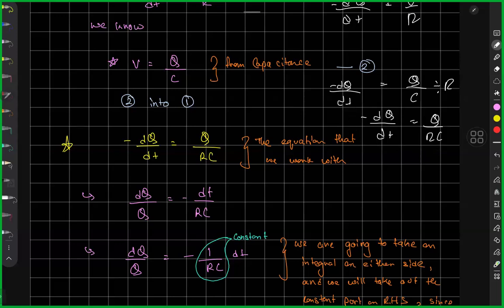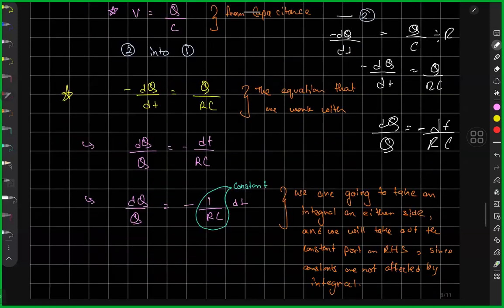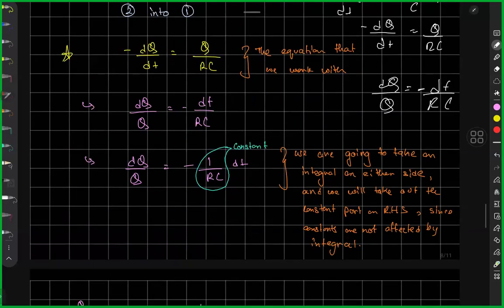Okay. I will take dq by q and dt by RC, and I'll take the negative sign on the other side. I've done this much. Fair? Good. Now, what you need to understand at this very important point is we have come to an important conclusion.